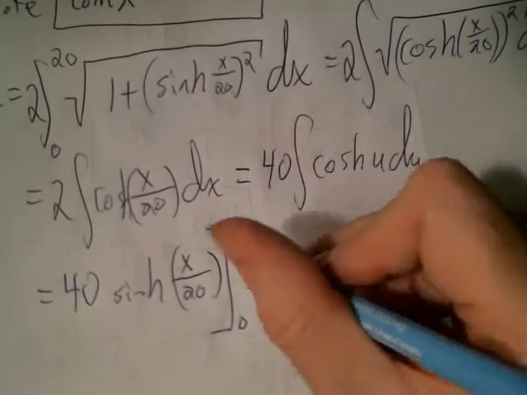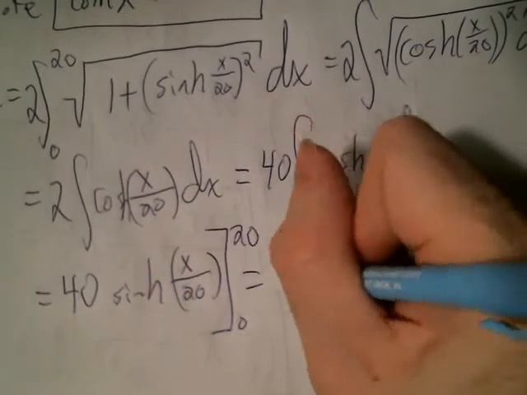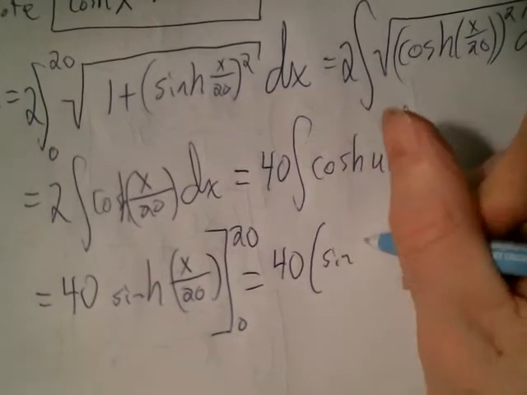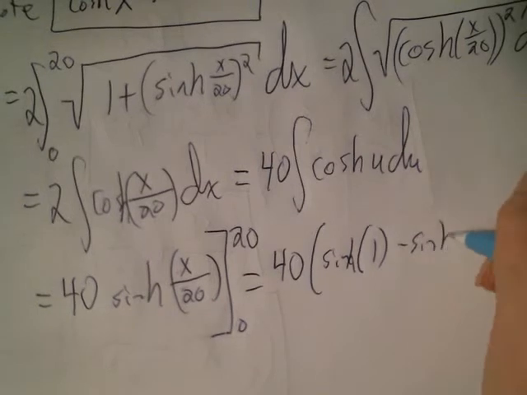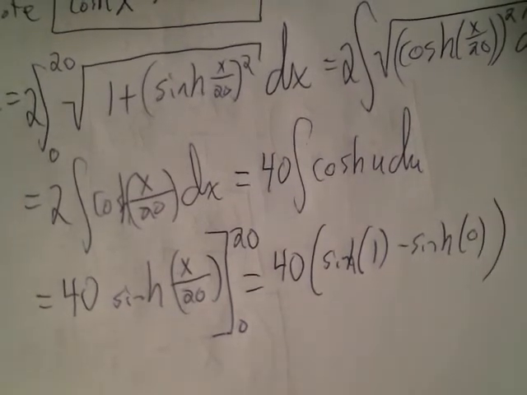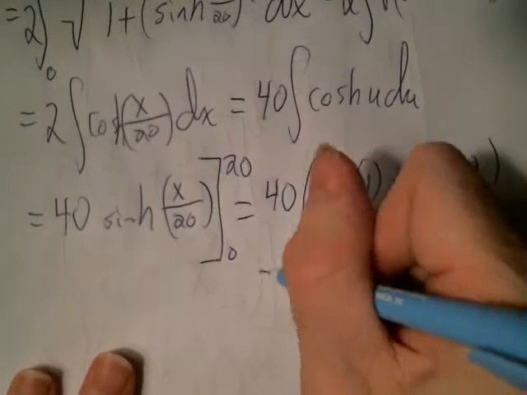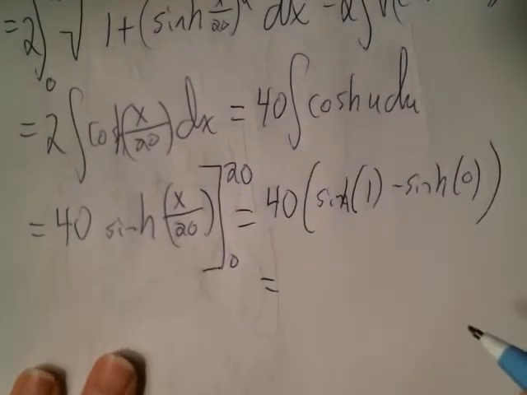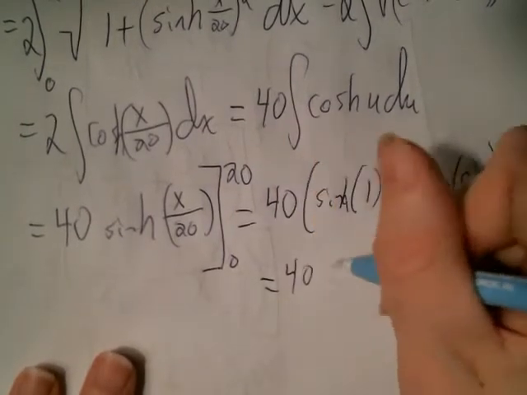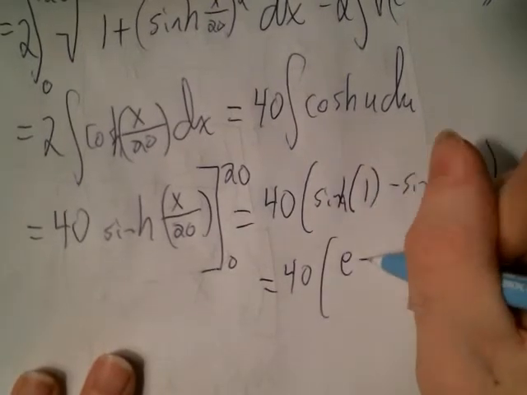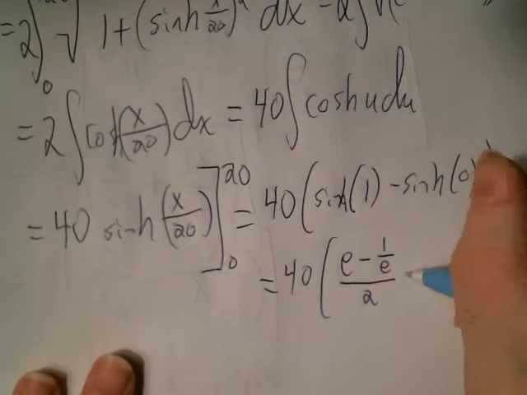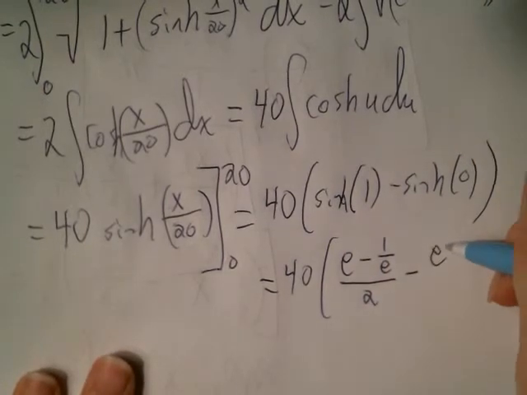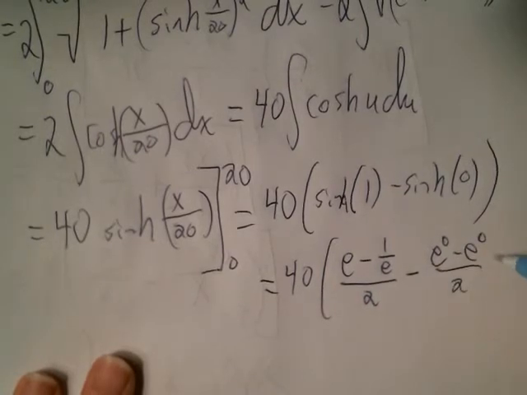Right? So if I plug in 20, I'll get sinh of 1. So I got 40 times sinh of 1 minus sinh of 0. And then remember what sinh is. It's just e to the x minus e to the negative x over 2. So this would be 40 times e to the 1 minus e to the negative 1 all over 2. And then minus e to the 0 minus e to the negative 0, which is just e to the 0 minus e to the 0 all over 2.